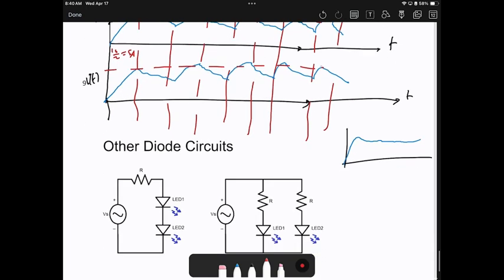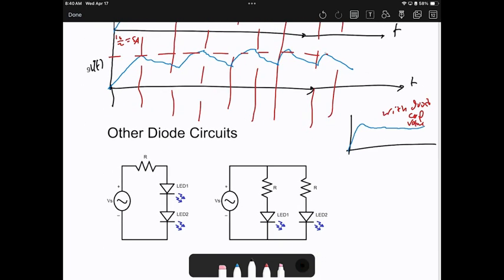Okay, so other diode circuits, we didn't have enough time to cover it, so forget about it. Any question? Okay, so let's end the lecture and start the quiz.